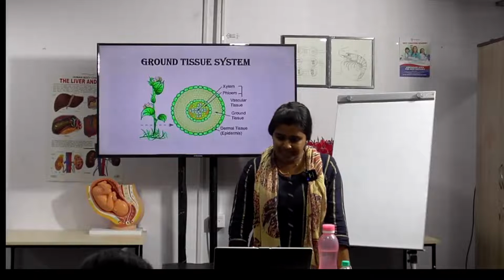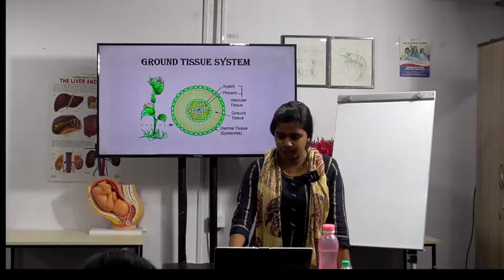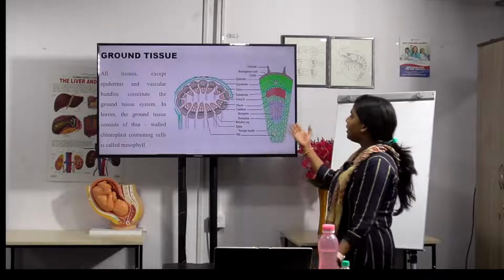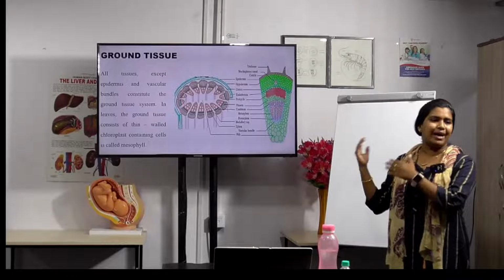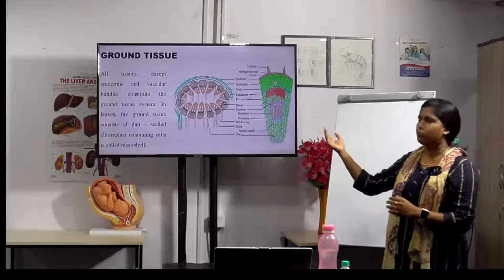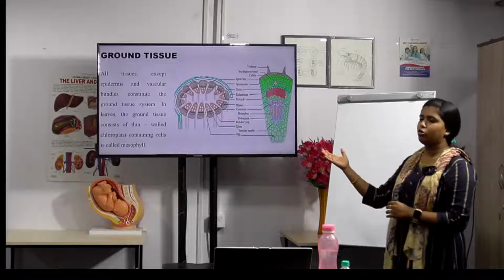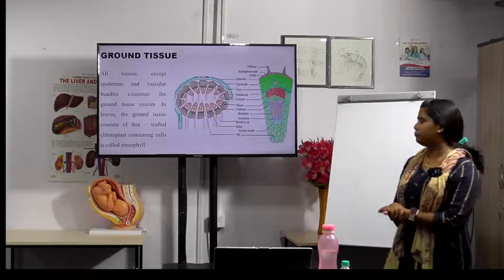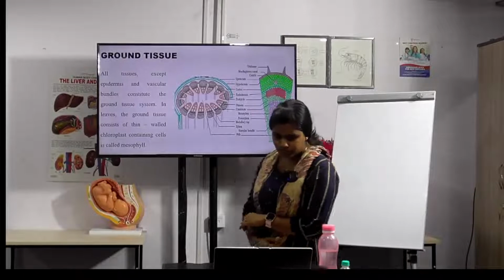Okay, and the next is ground tissue. Ground tissue is the middle layer. Now let us see what that is. Except epidermis and vascular tissue, the rest is called ground tissue. In the leaves, the ground tissue consists of thin walled chloroplast containing cells called mesophyll. This is part of the ground tissue.